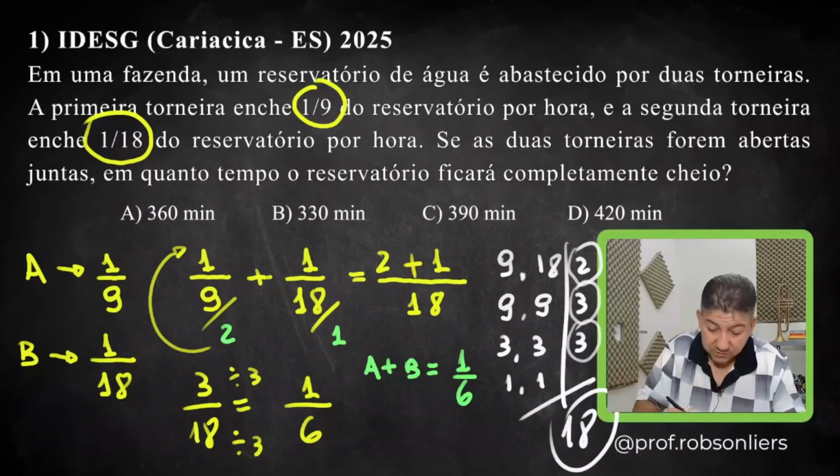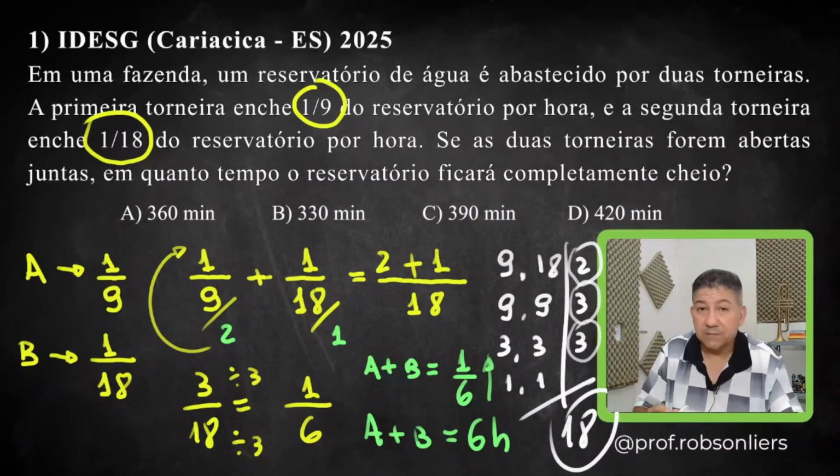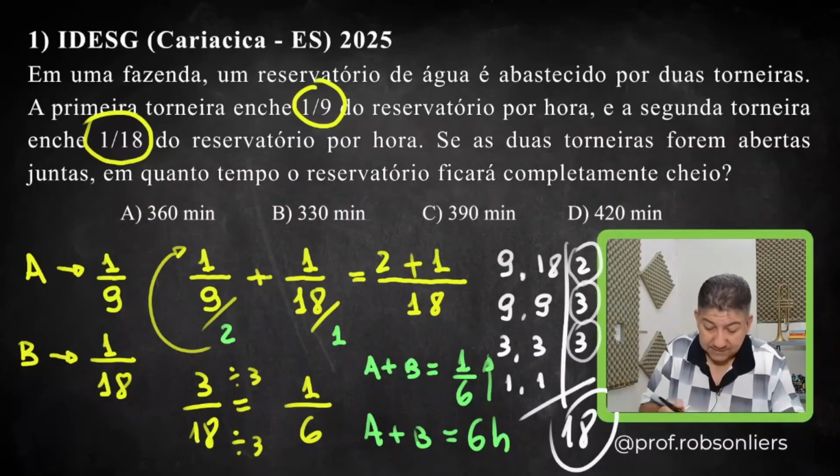That's what I said at the beginning. You're going to add the fractions at the end. You just have to invert it. So A plus B will fill the whole tank in 6 hours. Now there's this option here. Notice that the options are in minutes. If I have 6 hours and want to convert to minutes, we just need to multiply by 60. 1 hour is 60 minutes, right?